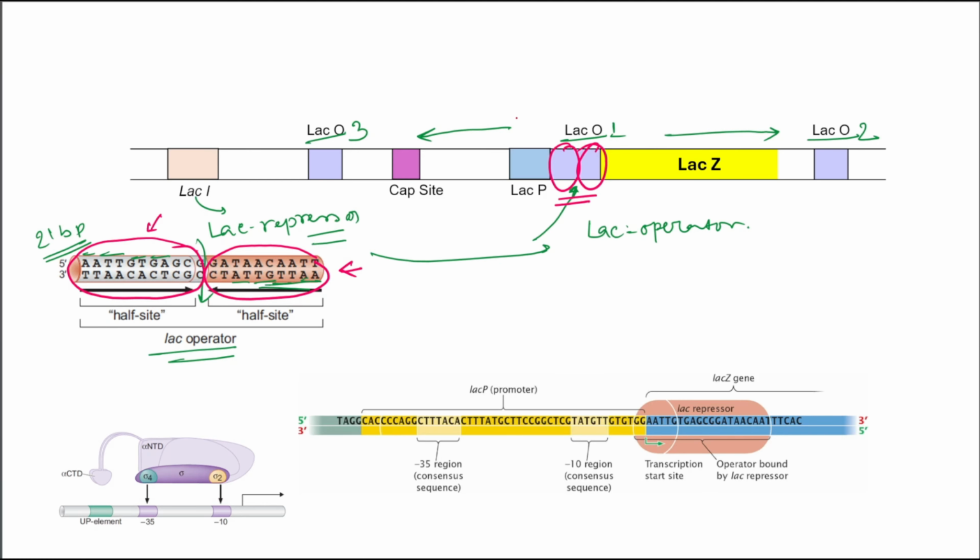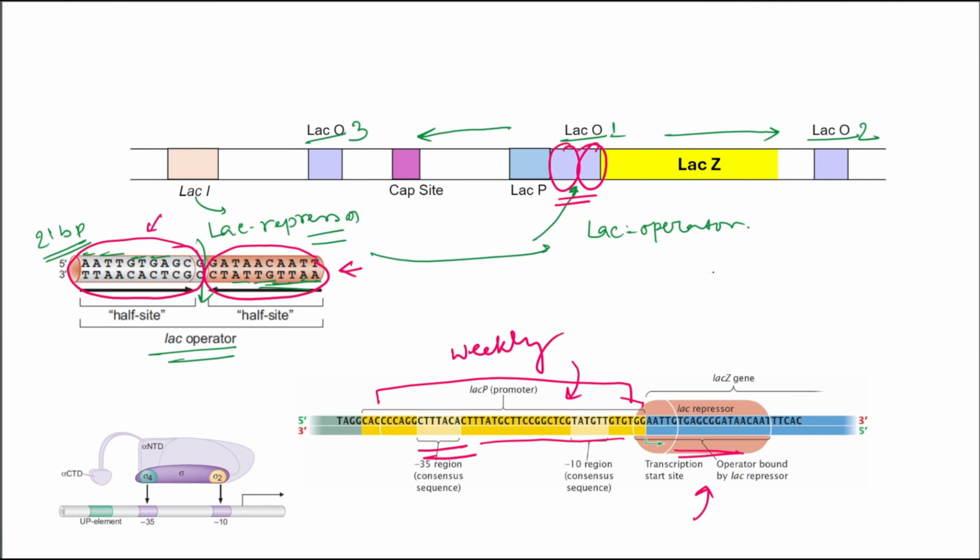The lac operator overlaps the promoter site. This is the operator site and this is the promoter site, and the promoter site is overlapped by the lac operator site. So if the repressor is bound to the operator site, it physically prevents the RNA polymerase from binding to the promoter site and prevents initiation of RNA synthesis. The RNA polymerase binds to the lac promoter only weakly. This is because the sequence of the -35 region of the lac promoter is not optimal for its binding.